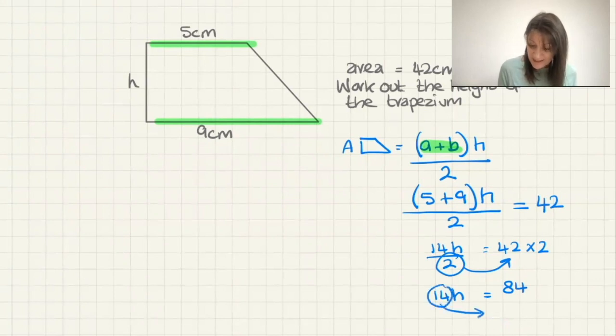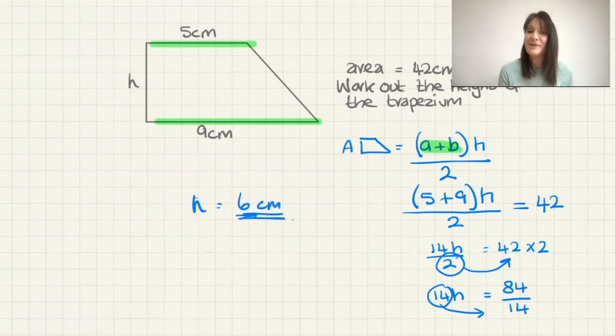Take the times 14, it lands as divide by 14, and then 84 divided by 14 is 6. So H is equal to 6, or 6 centimetres, because it's actually got a unit of measure as well. You'll do that when you have to find a missing edge of a triangle in a similar way. You use the formula, you're going to end up with a letter, and you've got to work it through so that you get that letter on its own and you find out what it equals. Okay, so I've thrown that in as a bit of an extra thing for you to think about as well.